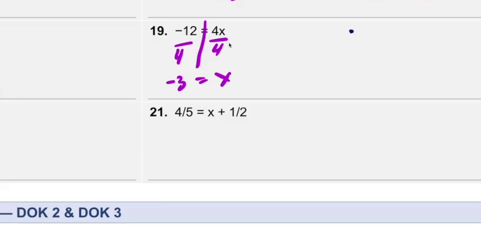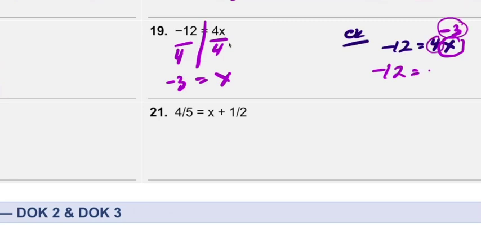I haven't checked my work in a while. Let me check my work. So all we do when we check our work is we're going to plug our answer in for x. So instead of the x here, we're going to substitute in negative 3. And hopefully, if you did it correctly, you get the same answer. Negative 3 times 4 is negative 12.